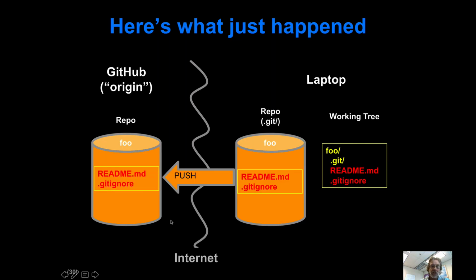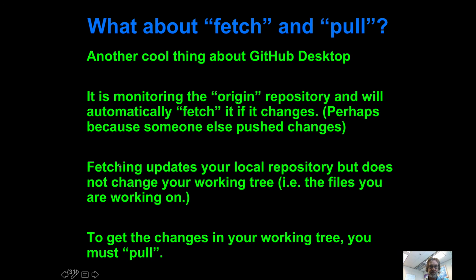Okay? So here's what happened when we pressed that push to origin button. It basically took the contents of our local repo, which had been updated from our working tree, and pushed it up to GitHub. All right?